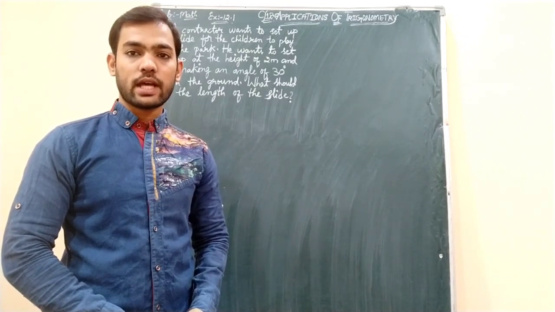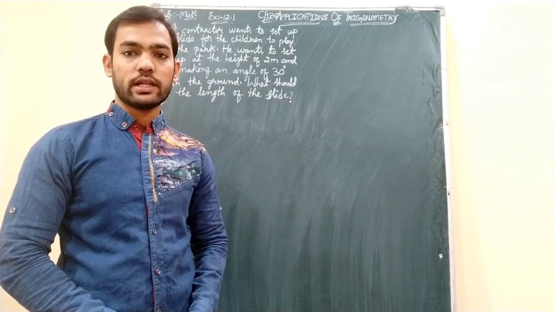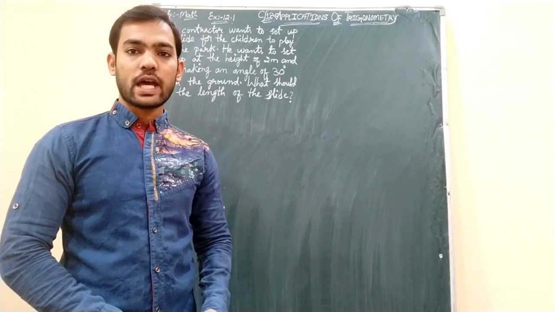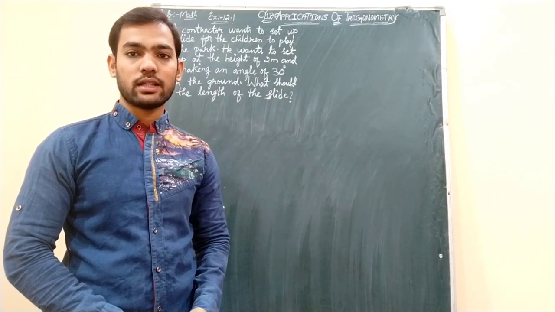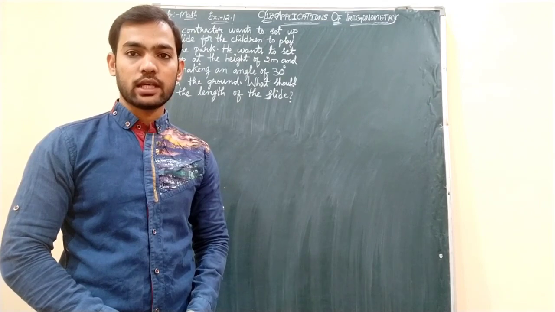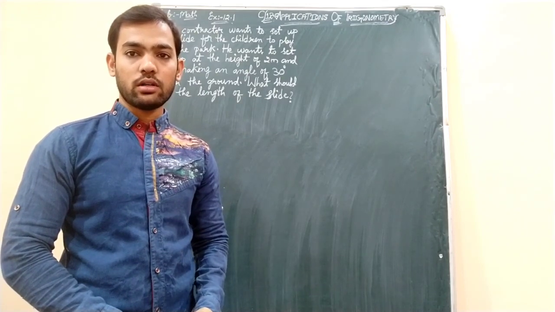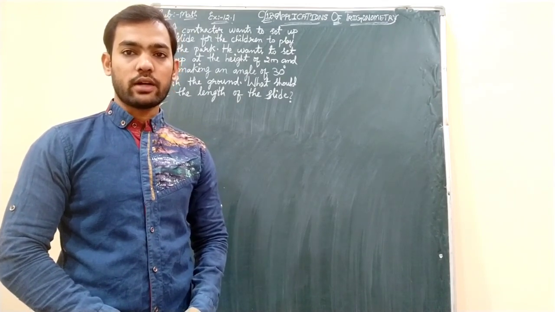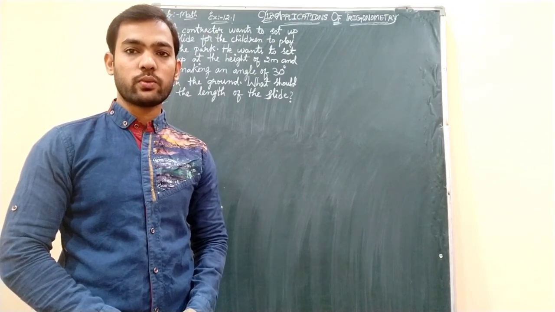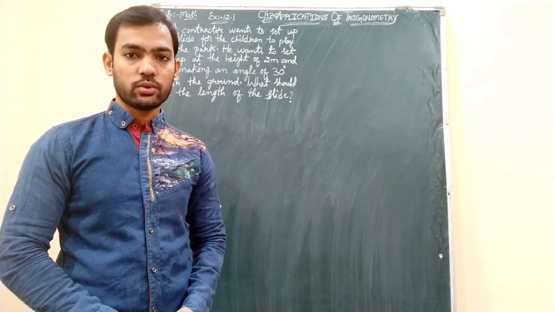In our last video we have started chapter number 12, that is applications of trigonometry. We have discussed a few important points like line of sight, angle of elevation, angle of depression. I hope you all have gone through all those points, and also we have started exercise 12.1 in which we have done the starting two questions.